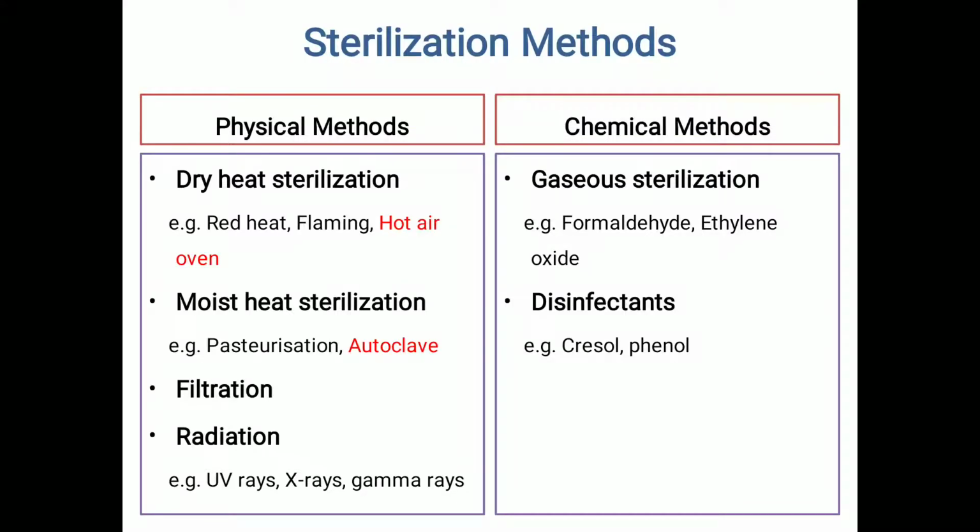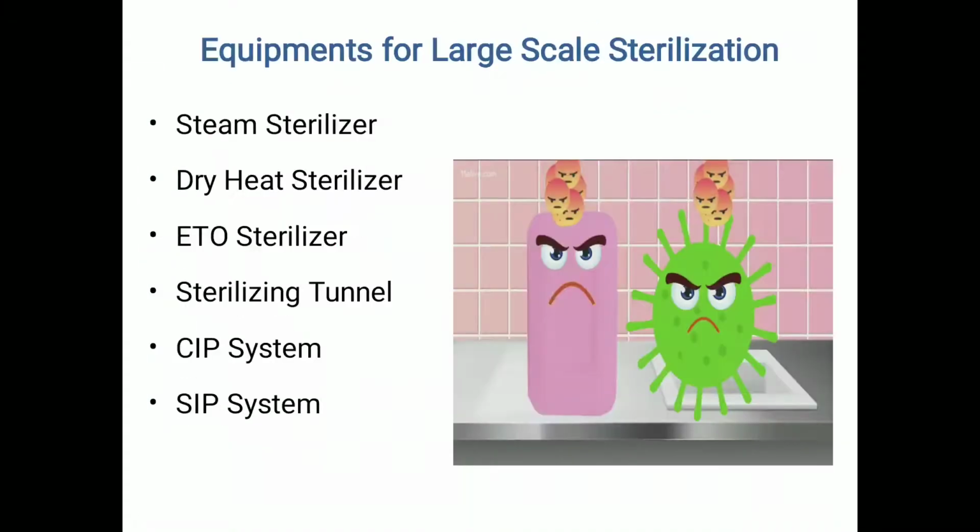So the sterilization methods are divided into two types, that is physical methods and chemical methods, that we already know. The dry heat sterilization involves hot air oven, moist heat sterilization involves autoclave, then filtration is there, radiation sterilization. The chemical methods involve the use of various gases as well as disinfectants. So these methods we have already covered.